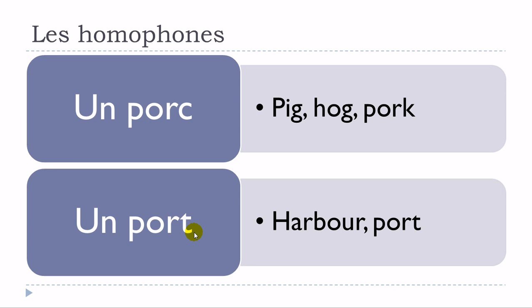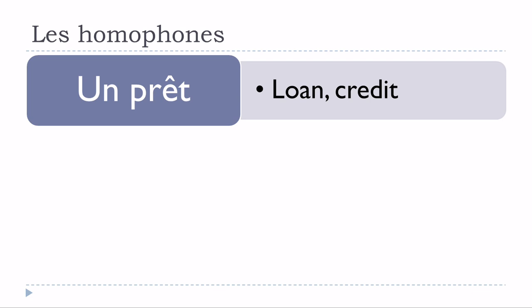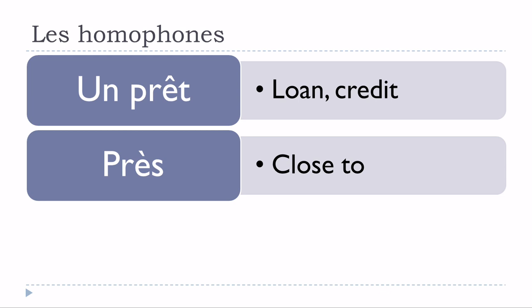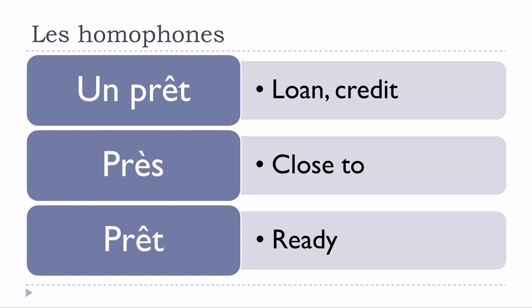Un port. Un prêt. Prêt. Okay, so it's quite interesting here. So you get un prêt written like that. So in that case, it's a substantive, so word, noun, and that's the meaning. Then you get prêt like that, so final S, but then of course you don't pronounce it. And here, prêt, so the adjective.